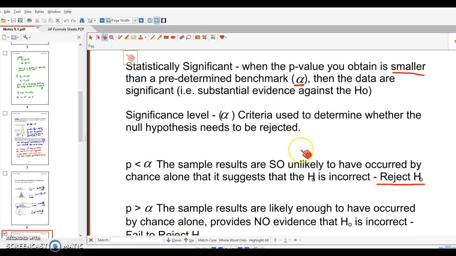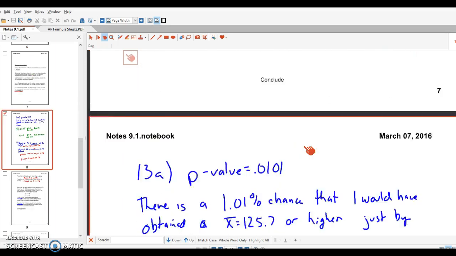We can use any value for alpha. 0.05 or 5% is the most commonly used and the default one that our book uses. So you're welcome to use that on any chapter or AP free response if another alpha value is not given. 10% and 1% are other alpha values that are common, but not as common as 5%.